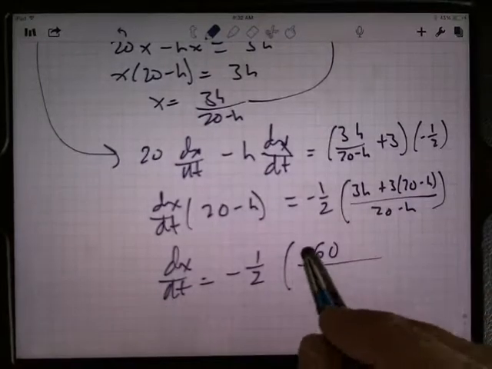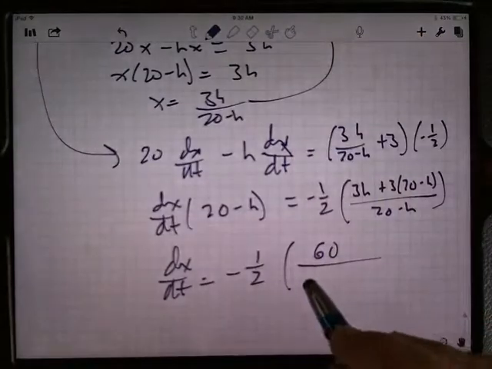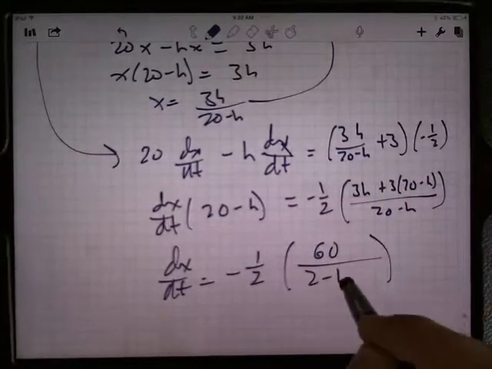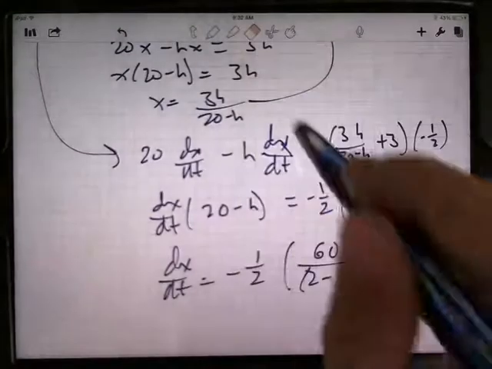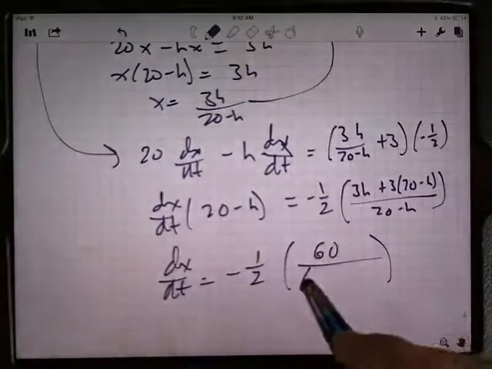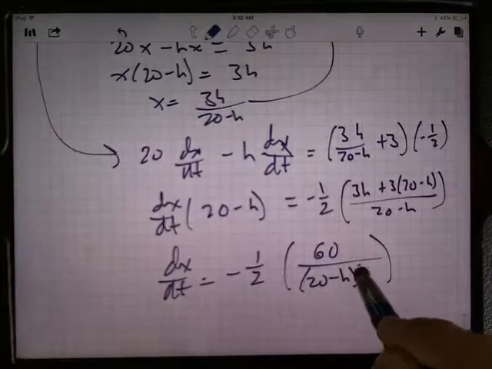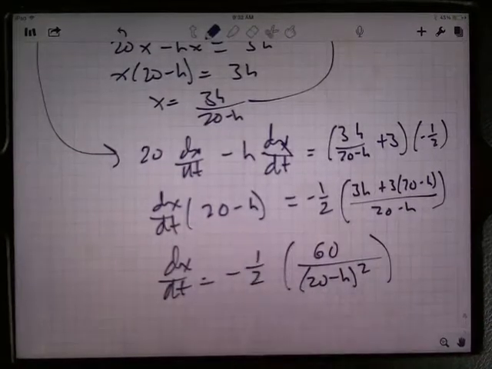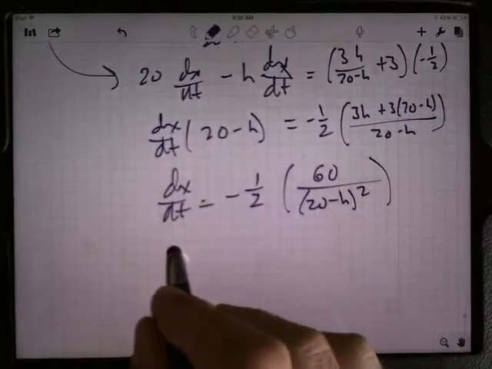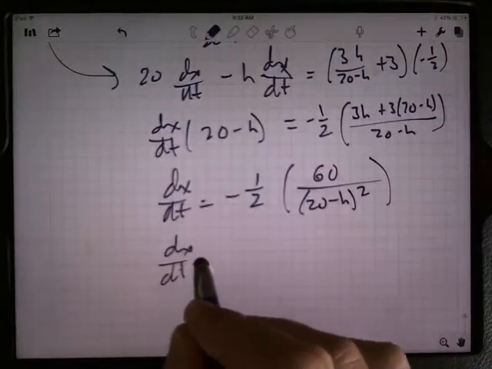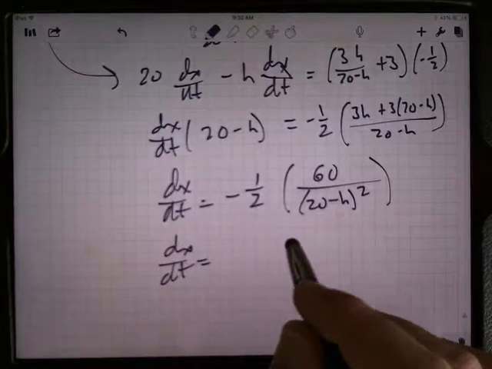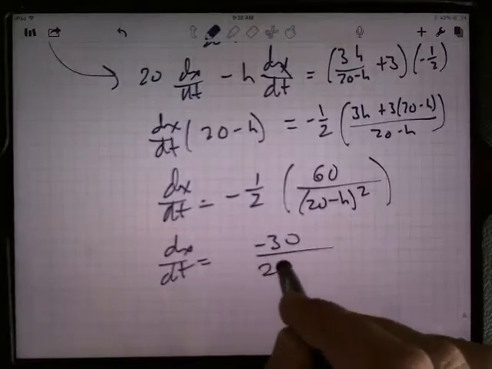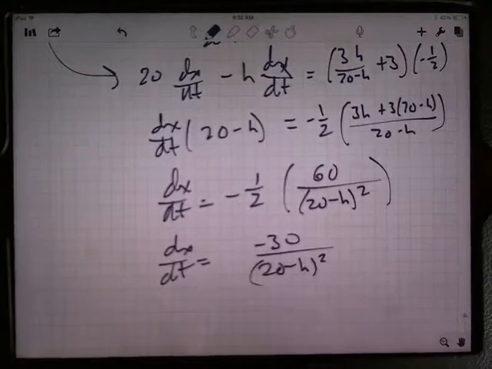And so then I've got 20 minus h squared. And it's squared because I already had the 20 minus h there, and then I'm going to divide by this one and bring it over. Okay. For a grand total of dx/dt equals, the 2 and the 60 will cancel out to just leave 30. I've got negative 30 over (20 minus h) squared.